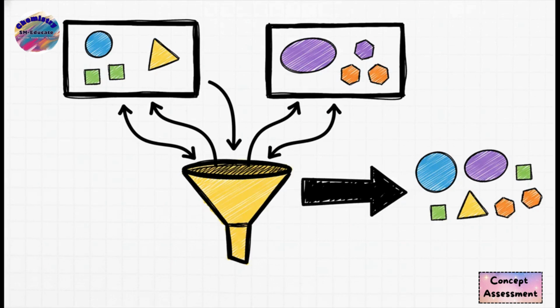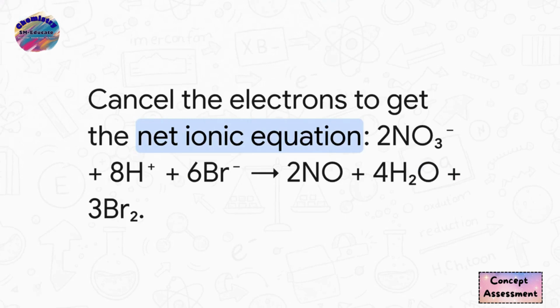Now that the electrons are equalized, we are ready for the big merge. We write out all the reactants from both of our newly adjusted equations on one side and all the products on the other. I know, it looks like a monster of an equation right now, but don't worry, we're about to simplify it. And here is the most satisfying part. We get to cancel out anything that's identical on both sides, which in this case is our 6 electrons. See ya! What's left over is the balanced net ionic equation.